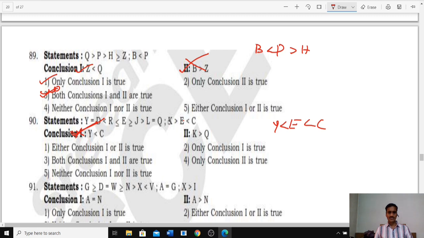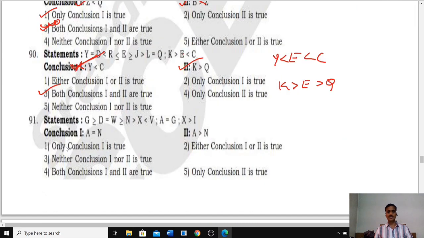Second one, K and Q. K ikkada undi, Q ikkada undi. K ki Q ki madhyalo which is common? E is common. K greater than E. E greater than Q. That is K greater than Q. K greater than Q, hence both the conclusions are true. That is choice 3, 90. Then coming to 91.